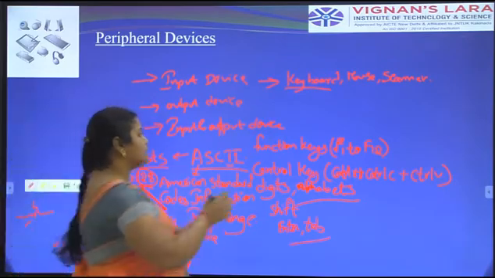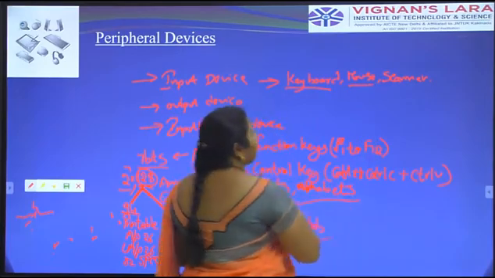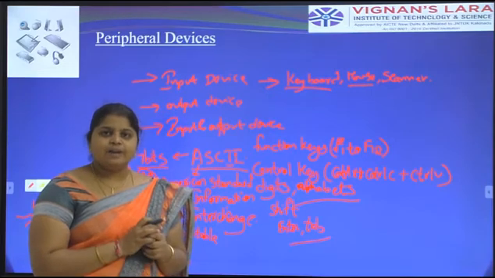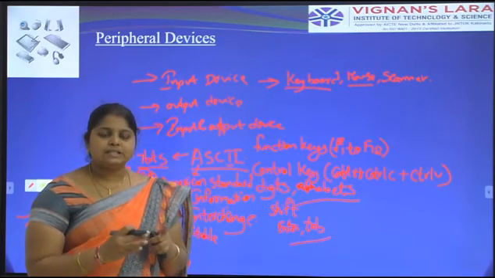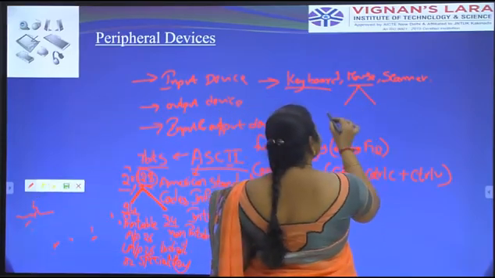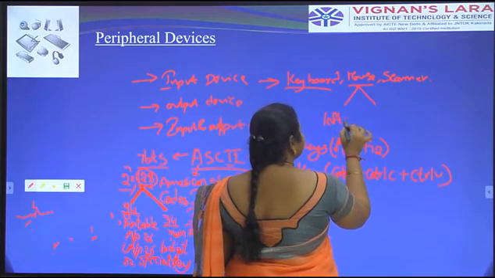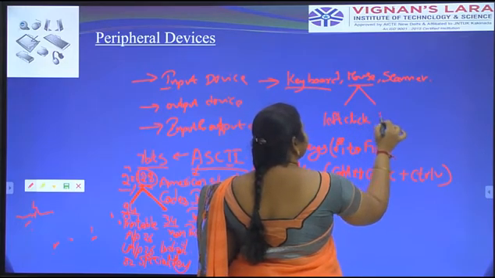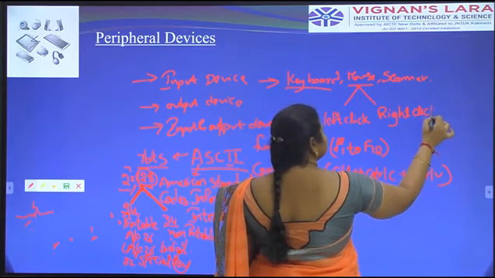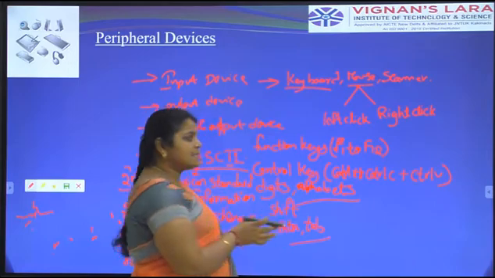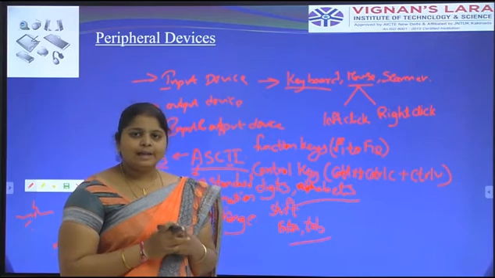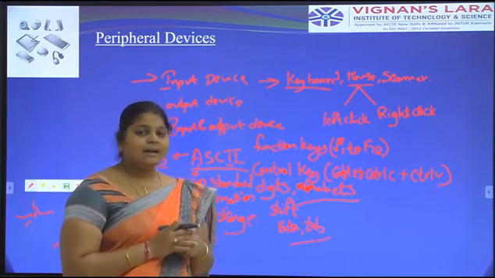Okay, coming to the next example, the input device mouse. The mouse lets us move the cursor wherever we want to do operations in the computer. It consists of two types of clicks, left click and right click. It can move the operation and scroll over the whole screen.